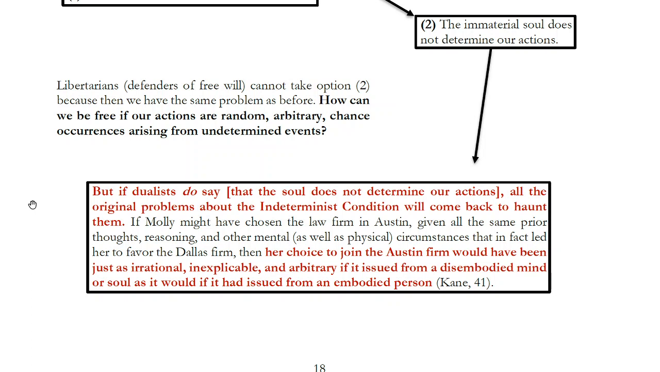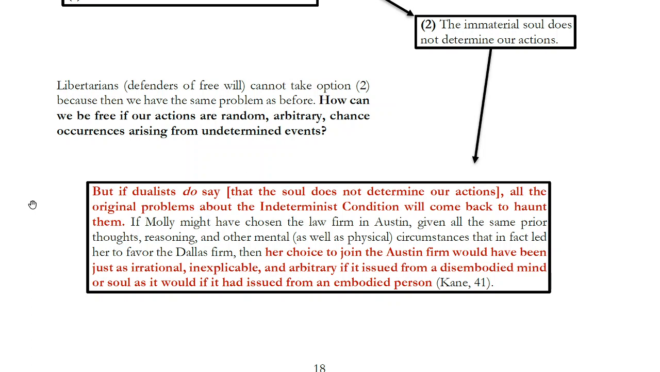Now you're probably scratching your head and saying, wait a minute, didn't we just talk about this? And yes, we did. The issue here is that if the relationship between the soul and our actions is indeterministic, then we're left with the same problem we had before. It seems that our actions are by chance, they're arbitrary, they're not under our control, they're inexplicable, they're unpredictable. The fact that the indeterministic cause is now an immaterial soul, and not the prior physical causes, doesn't really matter.